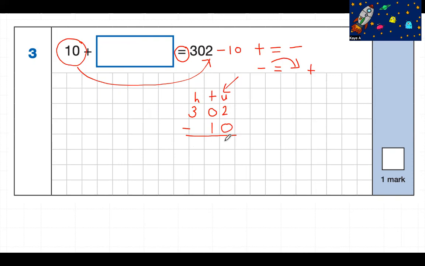So 2 take away 0, 2. 0 take away 1, can't do it, go next door. And we put our 1 here. 10, well, it's not a 1, it's actually 100, but for speedy sake, we'll say 1 here, 1 value of this hundreds column. 10 take away 1 is 9, and then 2 take away nothing. Sometimes it helps to write the 0 here, is 292. So do we leave it here? No, because the examiner has provided a box. So make sure you use that box.